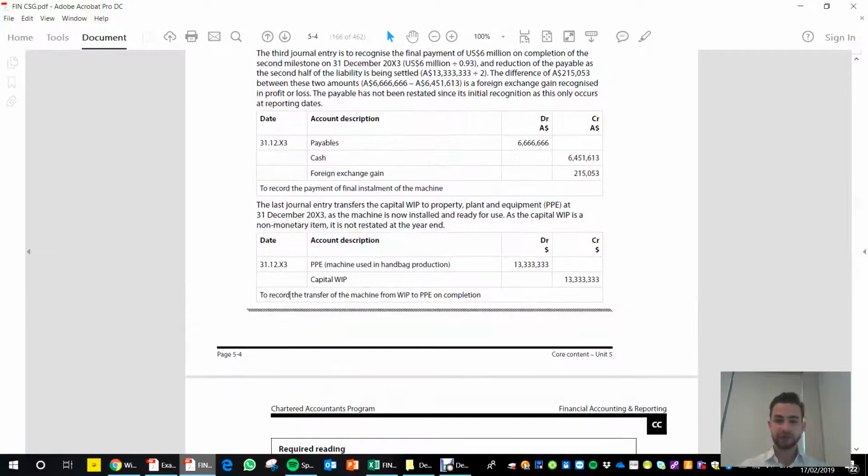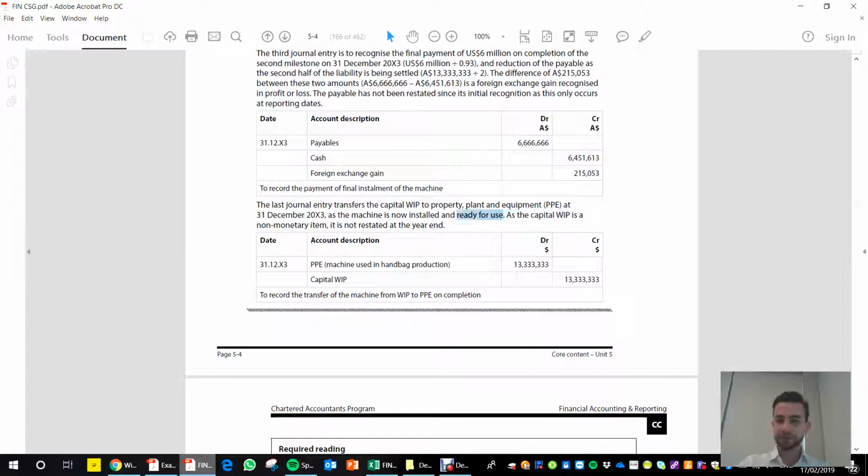Now, the final generally is just to recognize the transfer of capital WIP to property, plant and equipment. So capital WIP is the work in progress. They've finally finished that. Now they actually have to transfer it across to the PP&E account because it's actually a plant and equipment asset. So you're literally just reversing the original journal and transferring it across to PP&E.